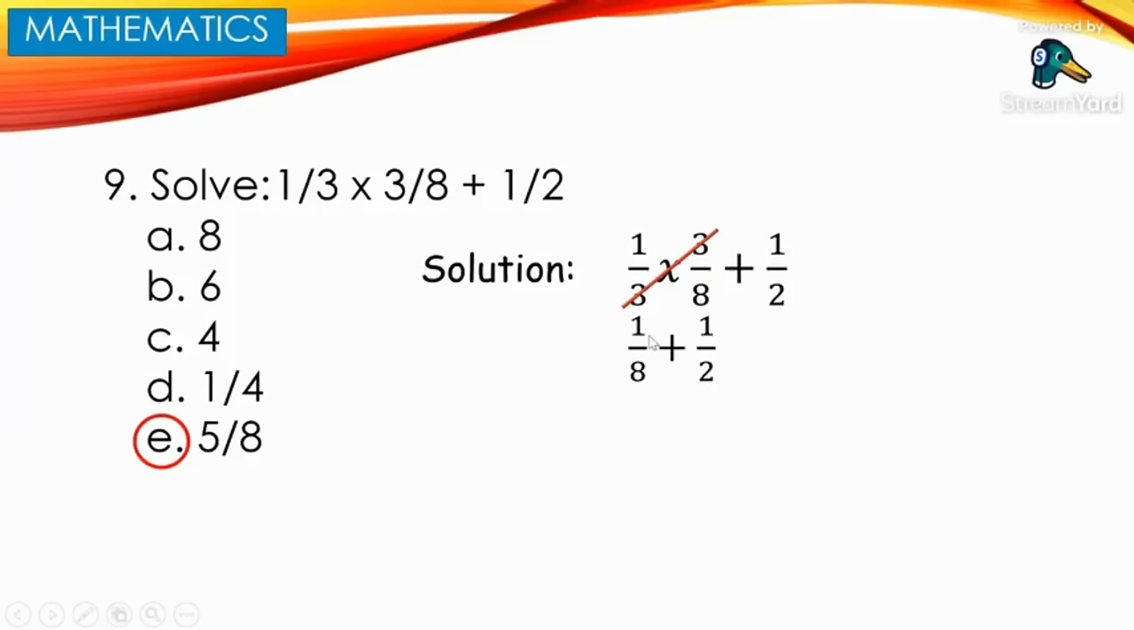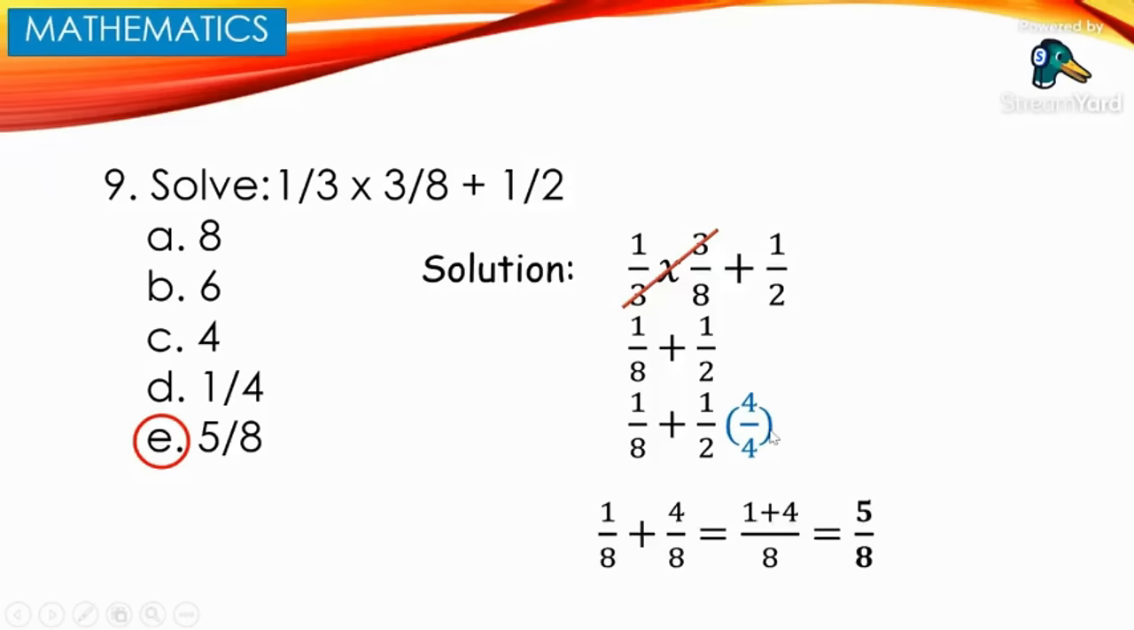Okay, so 1/8 plus 1/2, LCD natin dito is 8. Or we simply turn this into parehas yung denominator. So multiply this by 4. So 1/8 plus 4 times 1 is 4 and 2 times 4 is 8. So that's 1/8 now plus 4/8 equal to 1 plus 4, parehas na yung denominator natin, so pwede na po nating i-add similar fractions na po. So just simply add the numerator, 1 plus 4, and then copy the common denominator, 8. So 1 plus 4 is 5 over 8. So the correct answer is letter E, that's 5 over 8.